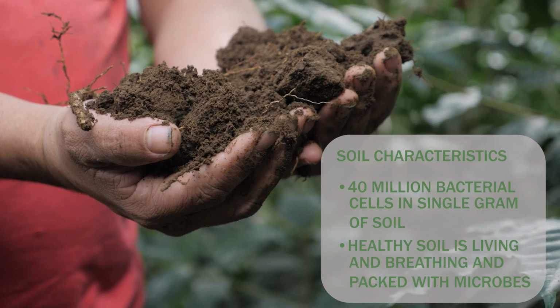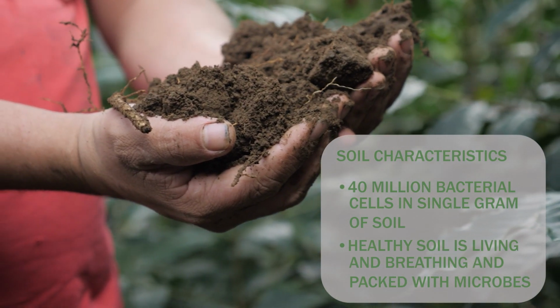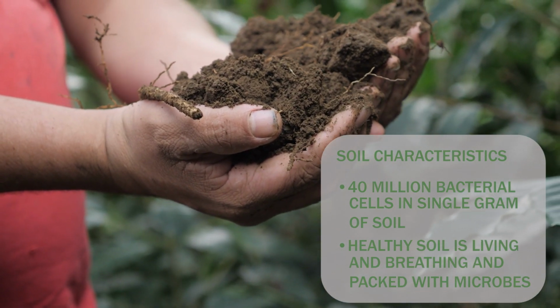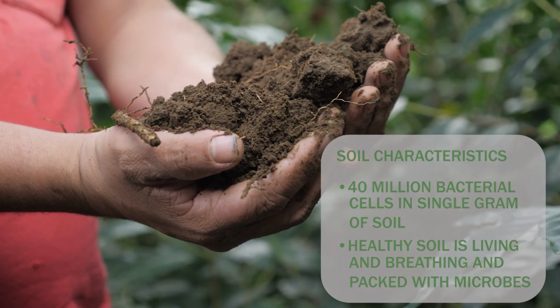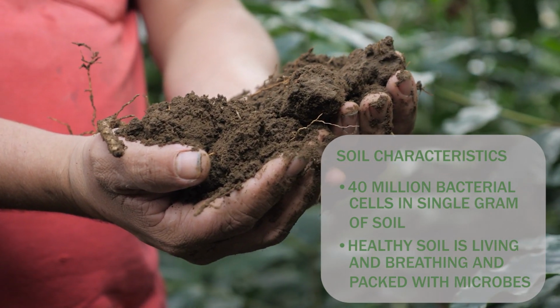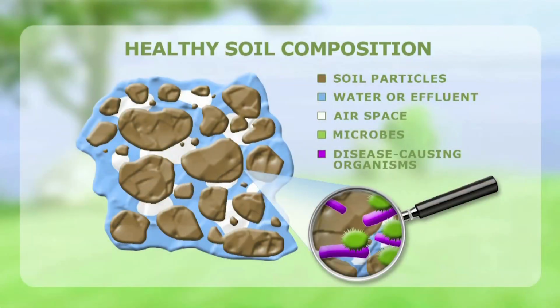Did you know there are typically 40 million bacterial cells in a single gram of soil? Healthy soil is living and breathing and jam-packed with microbes that break down pathogens. It's the key ingredient in treating wastewater from your septic system. Once it reaches the soil, pathogens from wastewater adhere to the soil particles and are broken down by microbes before it seeps into the groundwater. The type and amount of soil on a property is one of the most important things to consider in determining the design of a septic system.